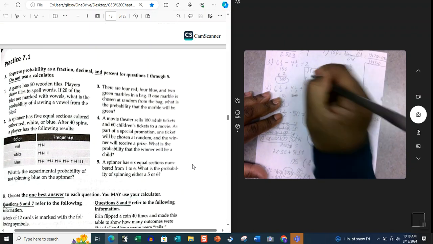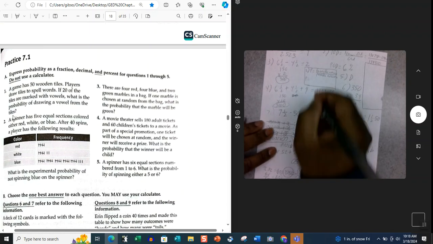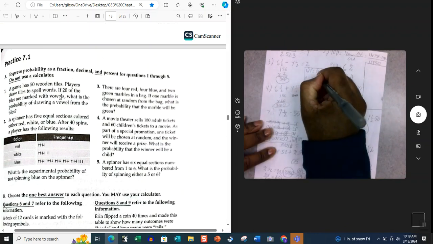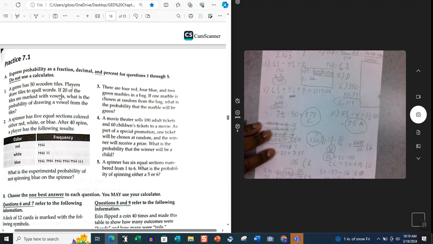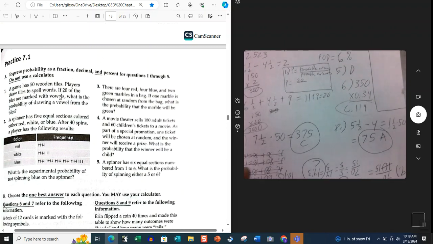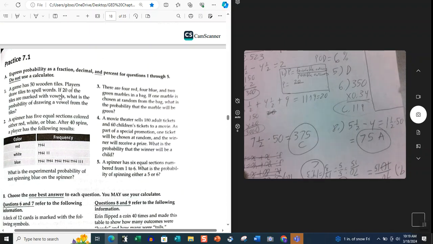So, the favorable outcome, it says here, if 20 of the tiles are marked with vowels, what is the probability of drawing a vowel from the tiles? So the favorable outcome would be the vowels, and there's 20 of them. So 20 would be your favorable outcome.